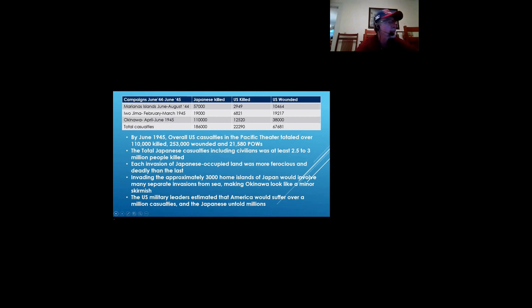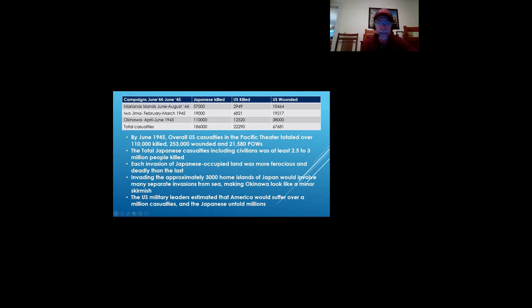You can see that the Marianas Islands, getting those islands under control, killed almost 3,000 Americans, with 10,000 wounded. The Japanese lost 57,000. On Iwo Jima, the Japanese lost 19,000. We lost almost 7,000. Okinawa, which was April through June of 1945, the Japanese lost 110,000. We lost over 12,500. So every battle, as we got closer and closer to Japan, was more deadly, with more casualties.